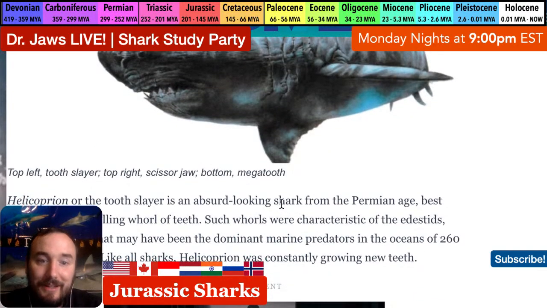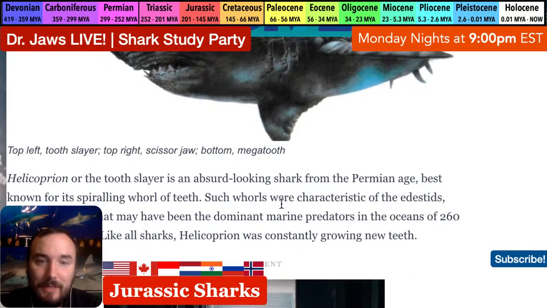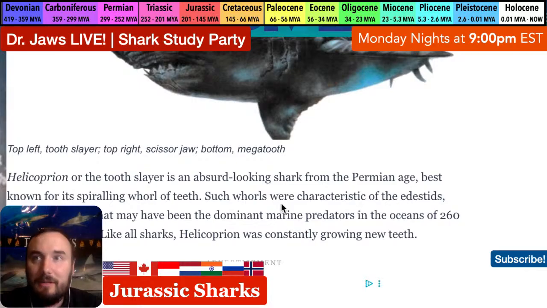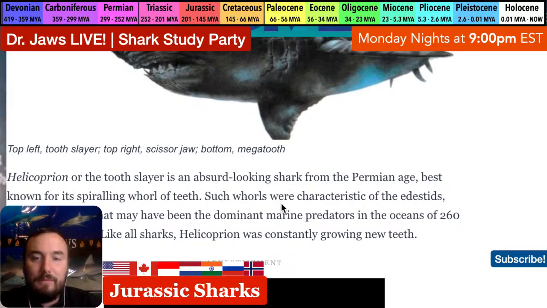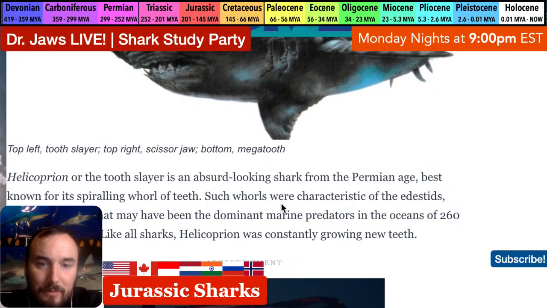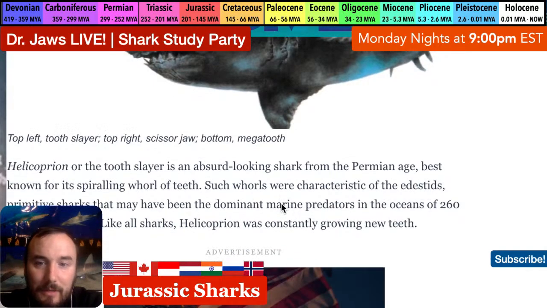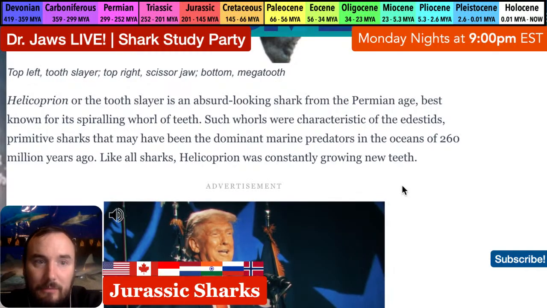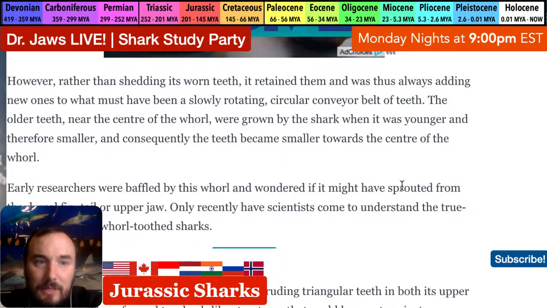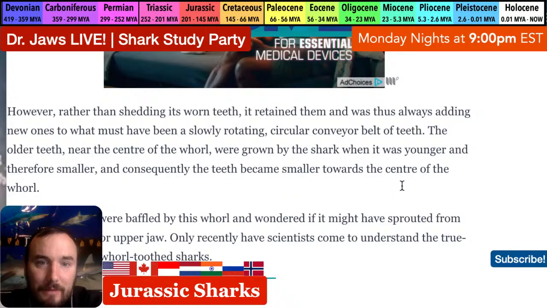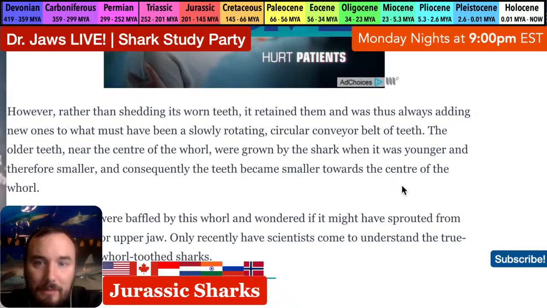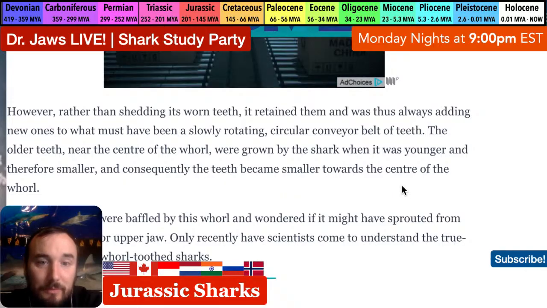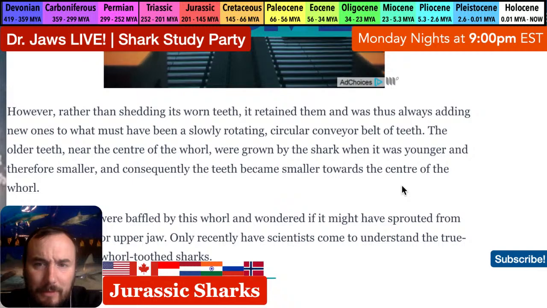Helicoprion, or the Tooth Slayer, is an absurd-looking shark from the Permian Age, best known for its spiraling whorl of teeth. Such whorls were characteristic of the Edestids, primitive sharks that may have been the dominant marine predators in the oceans of 260 million years ago. Like all sharks, Helicoprion was constantly growing new teeth. However, rather than shedding its worn teeth, it retained them and was thus always adding new ones to what must have been a slowly rotating circular conveyor belt of teeth.